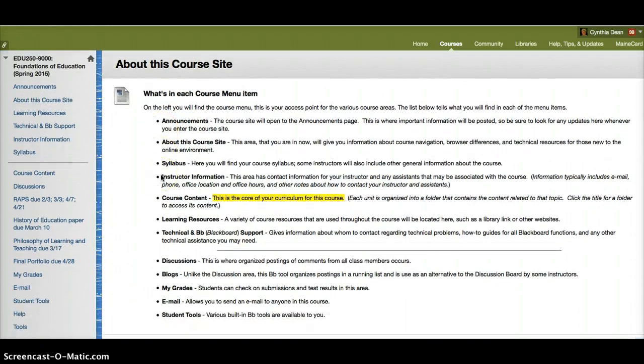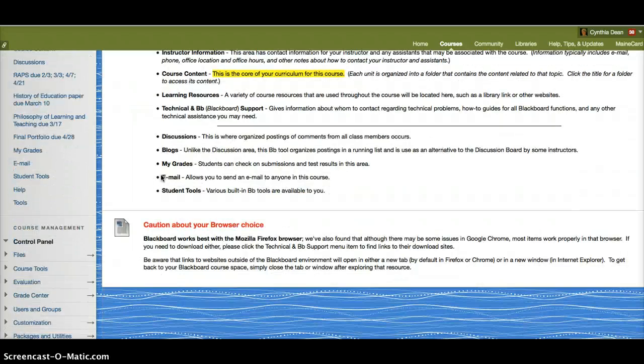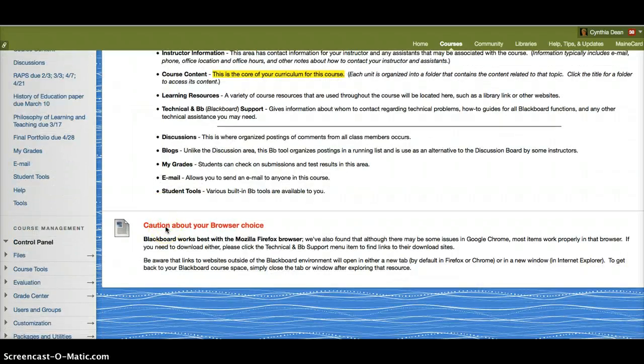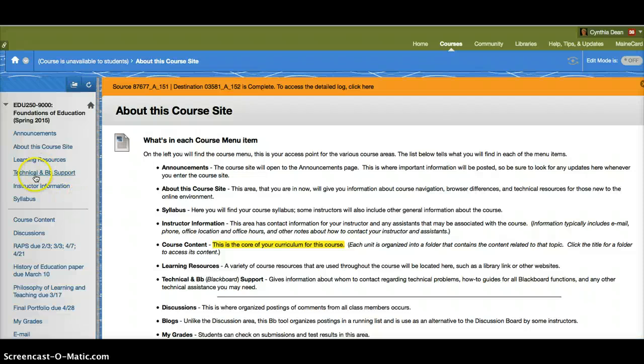So here's what's in each course menu. This is important. Blackboard does not play well with Internet Explorer. It does not play well with Safari. So it works best with Firefox. If you don't have Firefox, download it, because otherwise you'll have issues. Chrome works sometimes, but not always. So I highly recommend you put Firefox on your computer to access Blackboard.